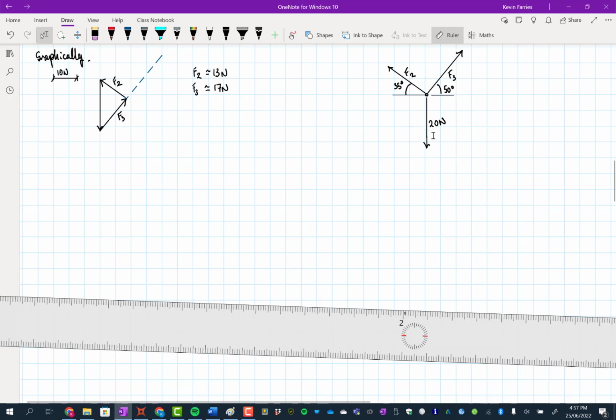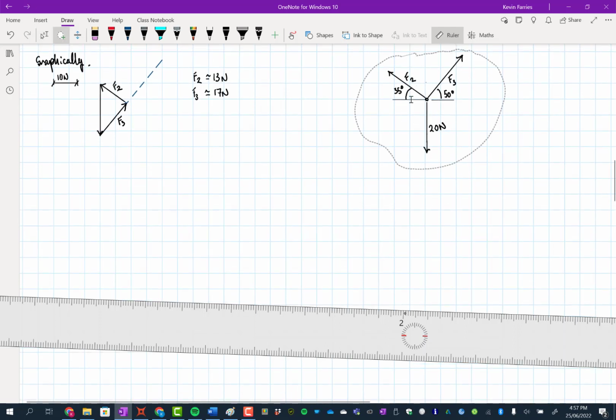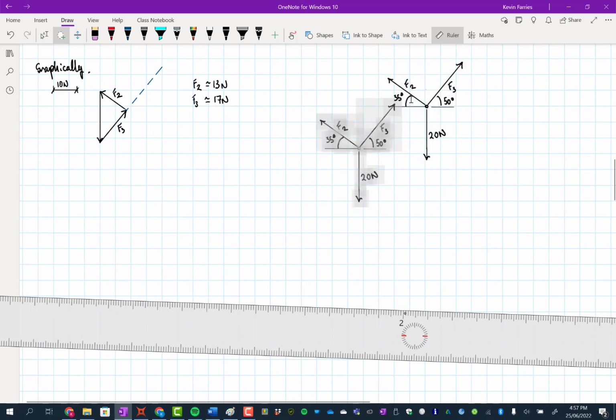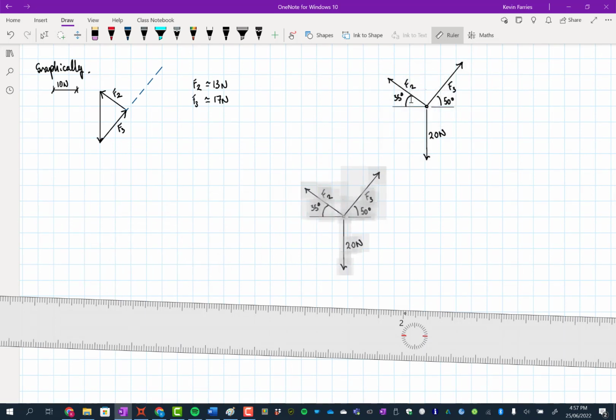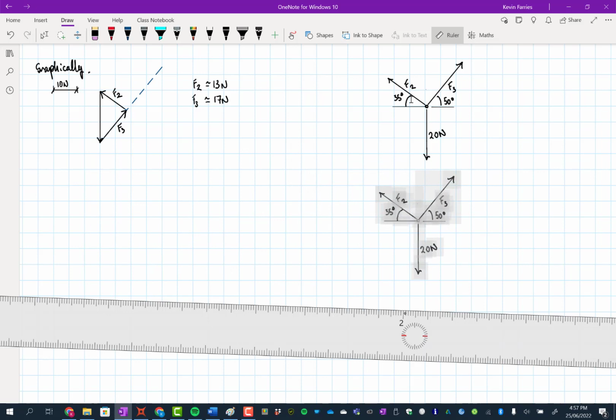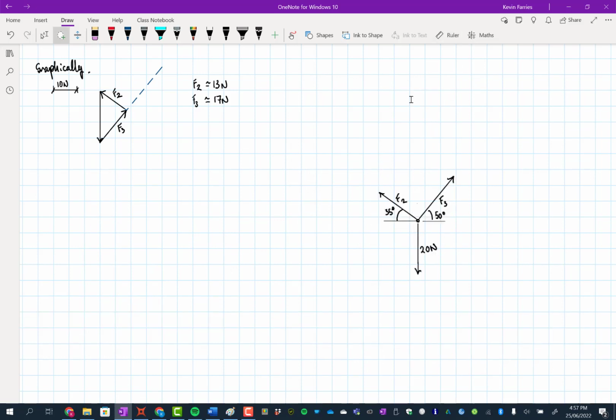What we might do is just use this sketch directly. Put it over this side. And this is going to be a numerical solution. So we're going to use trig, and we're going to use the simultaneous equations that we did a bit of revision on in a previous video.